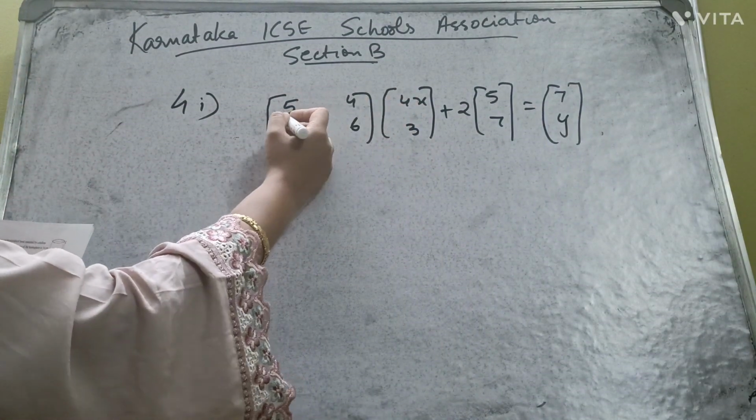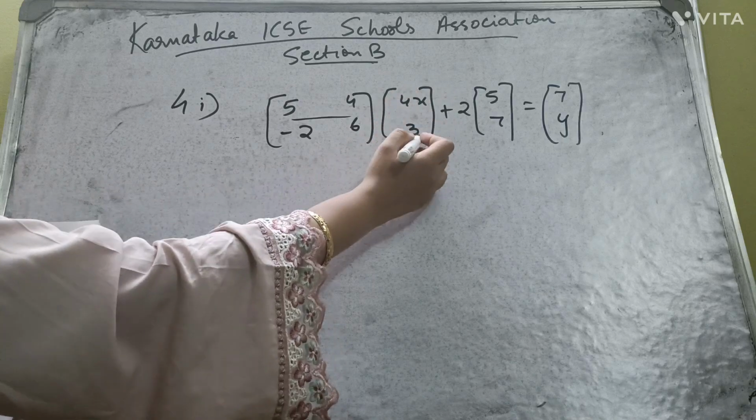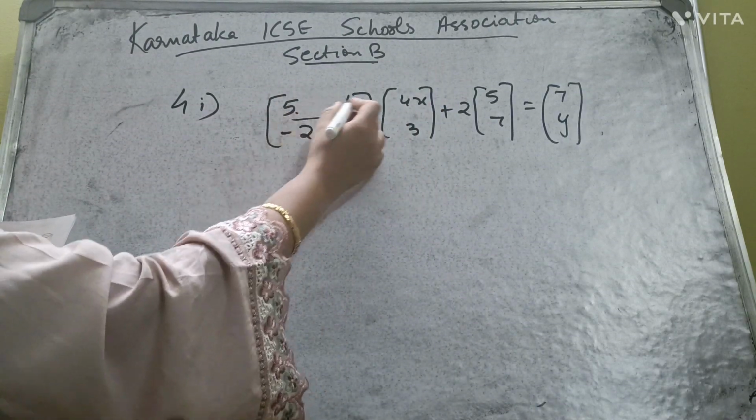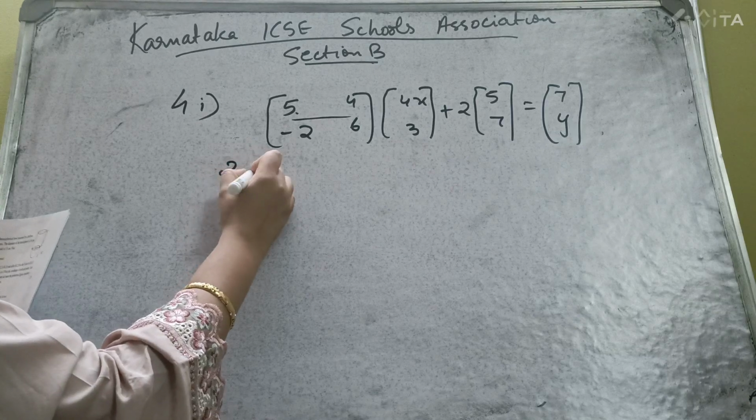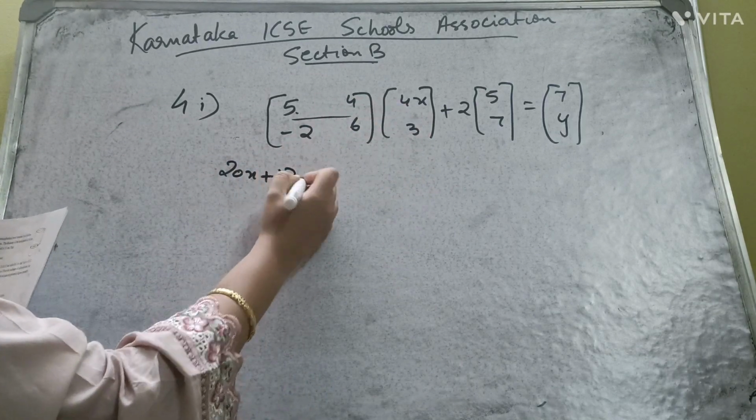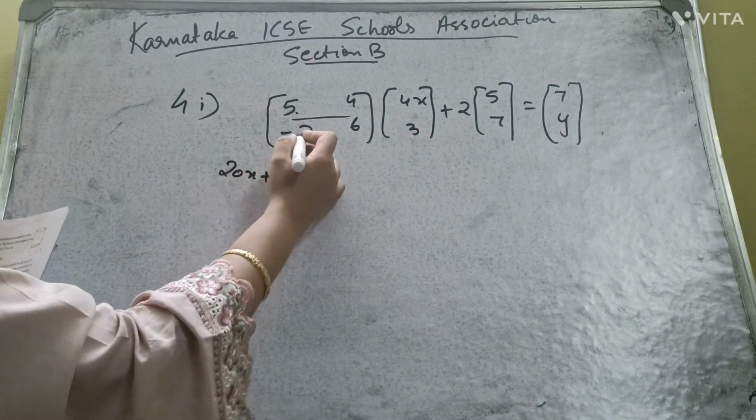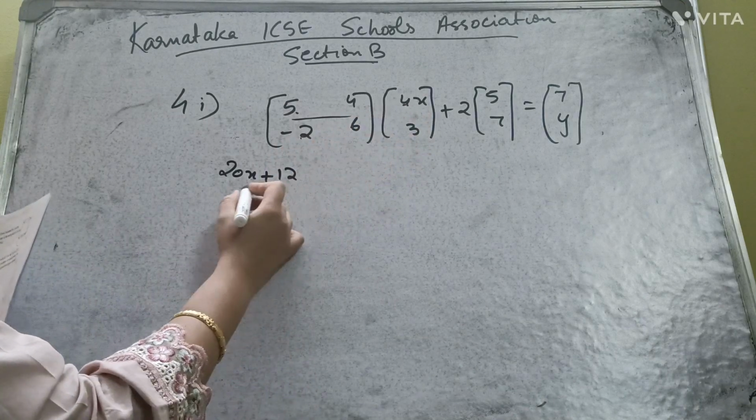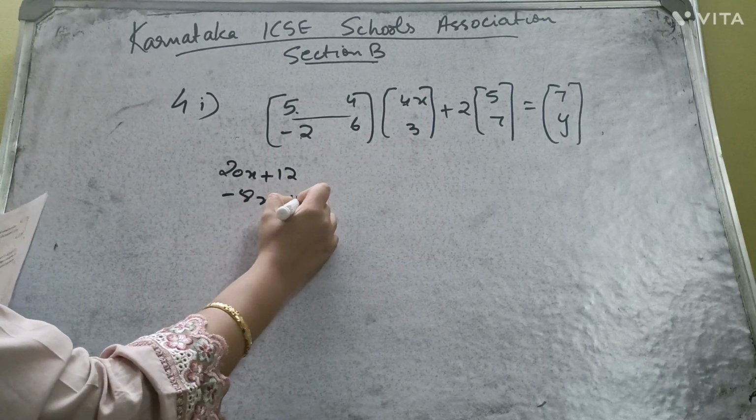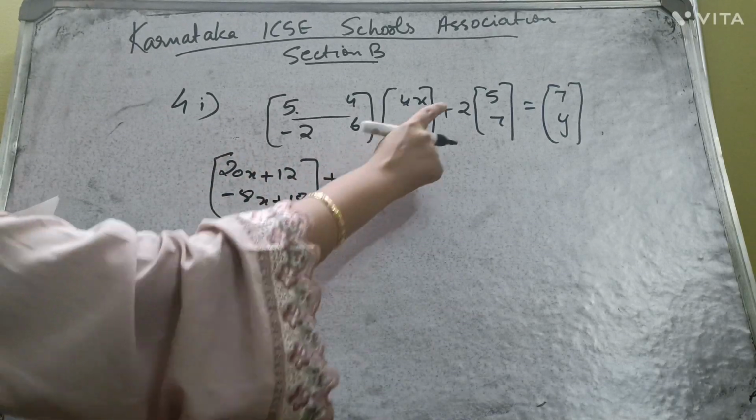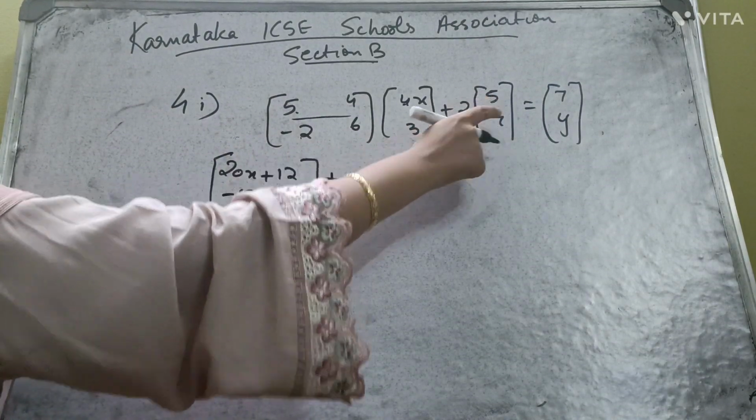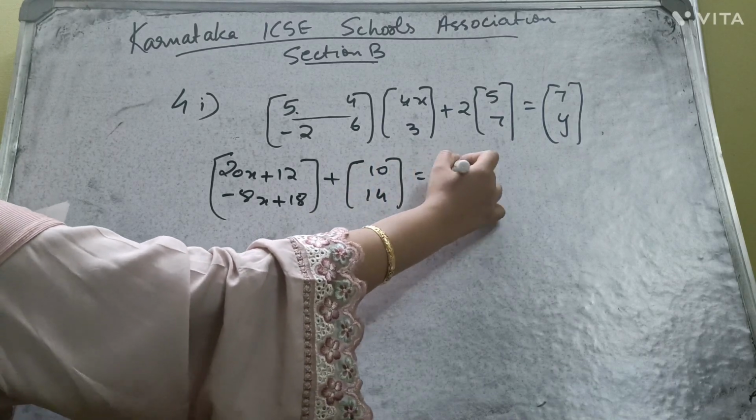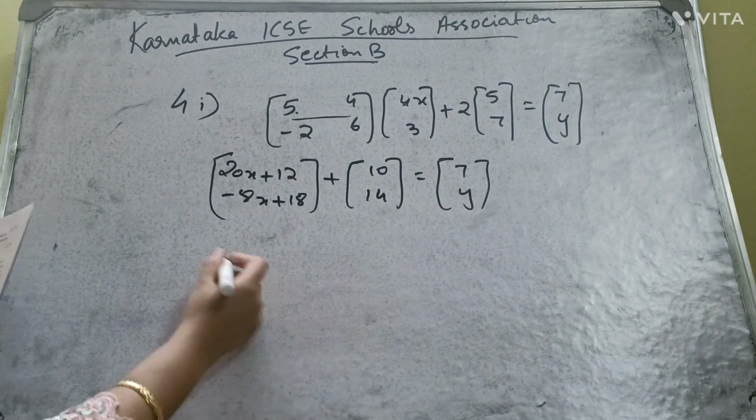First let us multiply them. So how do we multiply? We'll draw a line like this. So these rows get multiplied with the column terms. So 5 into 4x will be 20x plus 4 3s are 12. That's your first number. And then the lower row, which is minus 2 into 4, so minus 8x plus 18 plus multiply this 2 with both the elements there, get 10 and 14 equal to 7 and y.